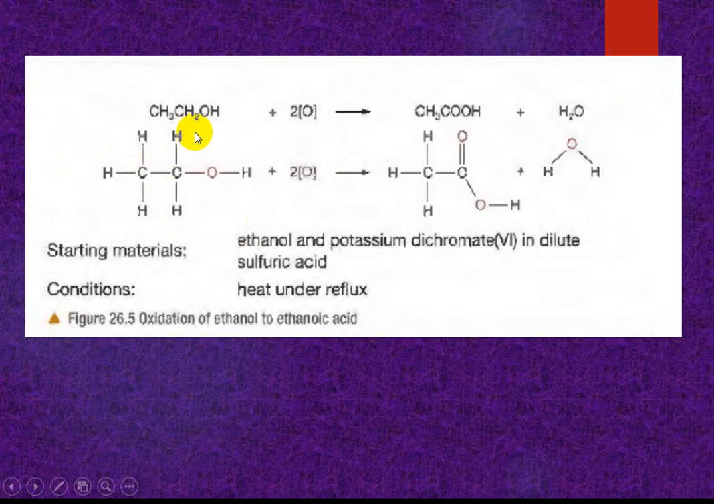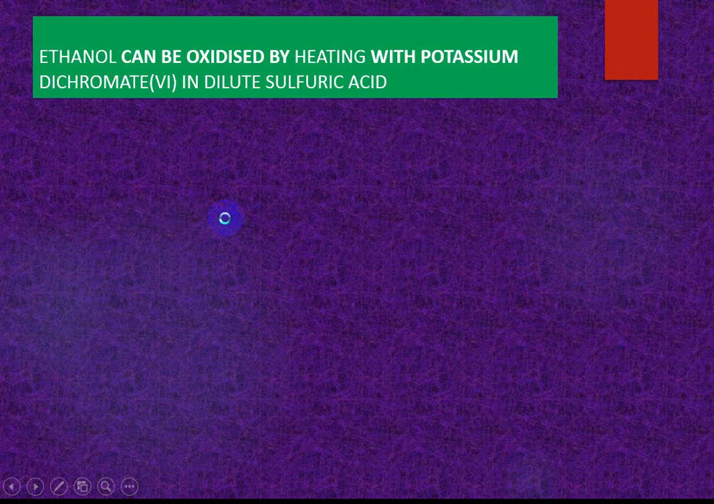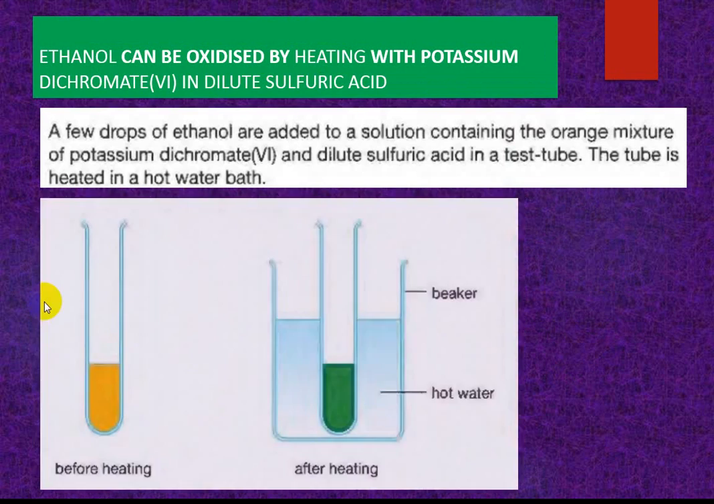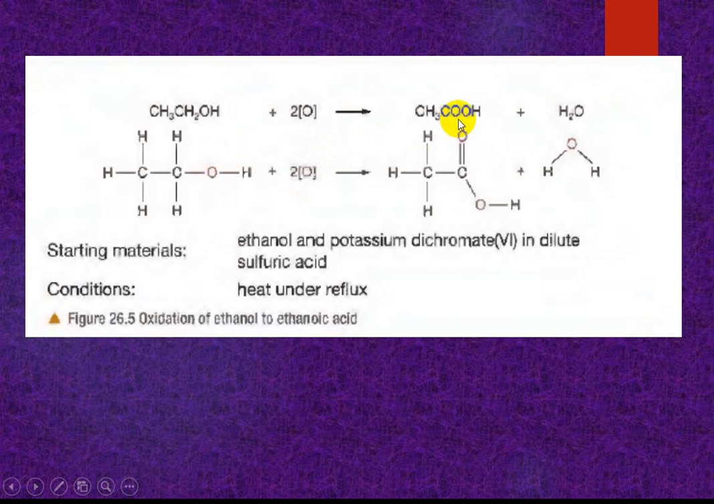In this reaction, at the beginning it was ethanol and this is the oxidizing agent. Ethanol gains oxygen and becomes ethanoic acid. Ethanol has one oxygen, and ethanoic acid has two oxygens. Water is also formed as another product. Before heating the color was orange. When ethanoic acid forms, the color becomes green after the reaction.